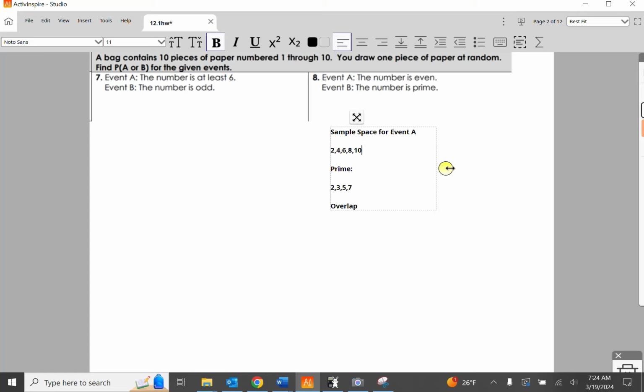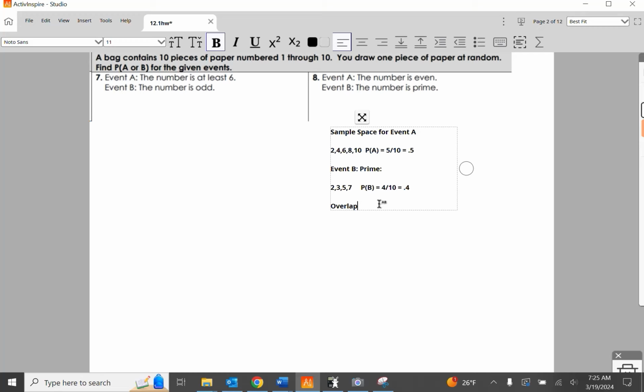Now, let's talk about probability. The probability of event A looks to be 5 out of 10, which is 0.5. I think I see 5 numbers here. The probability of event B looks like 4 in 10 events, 0.4. There is overlap. They both contain the 2. So that's a big deal. That overlap has to be taken care of.